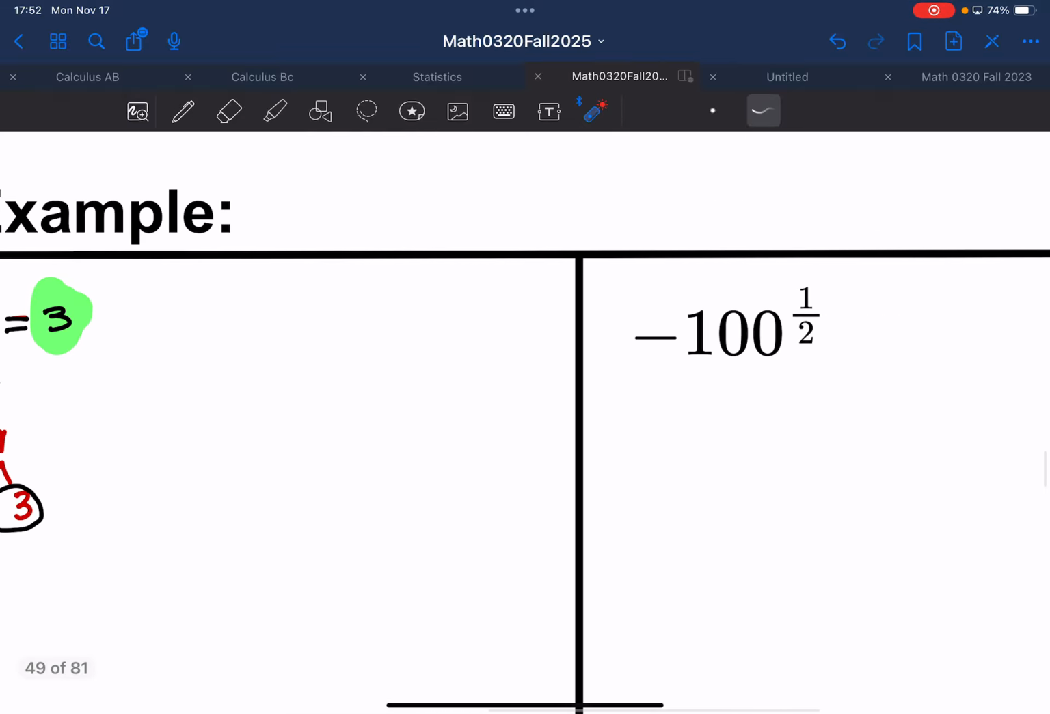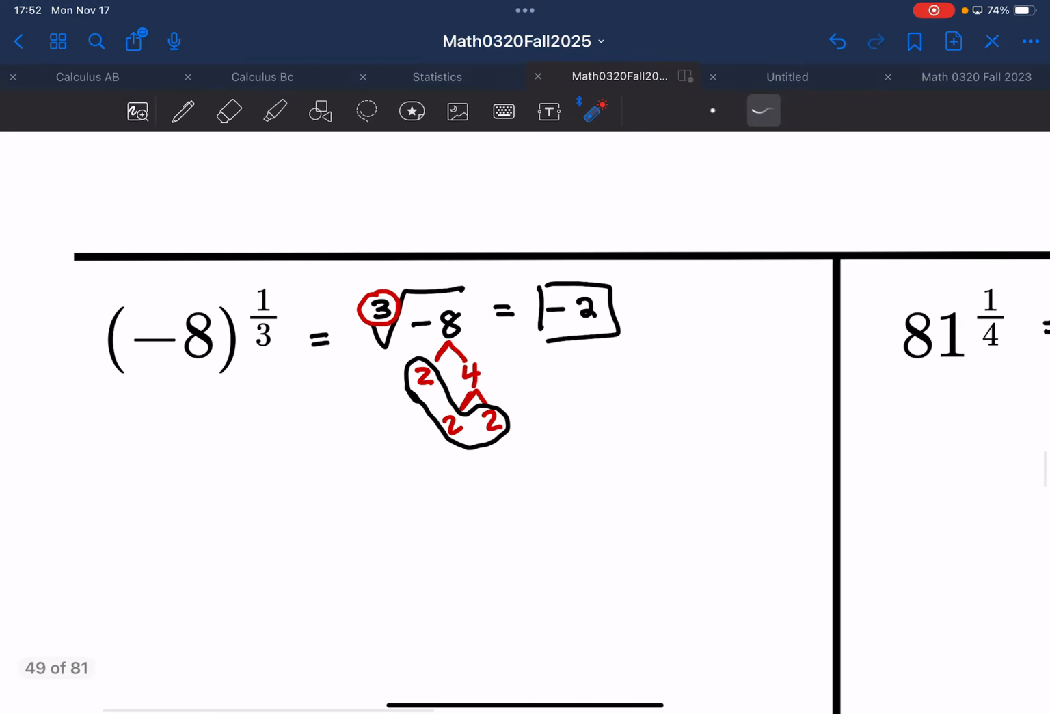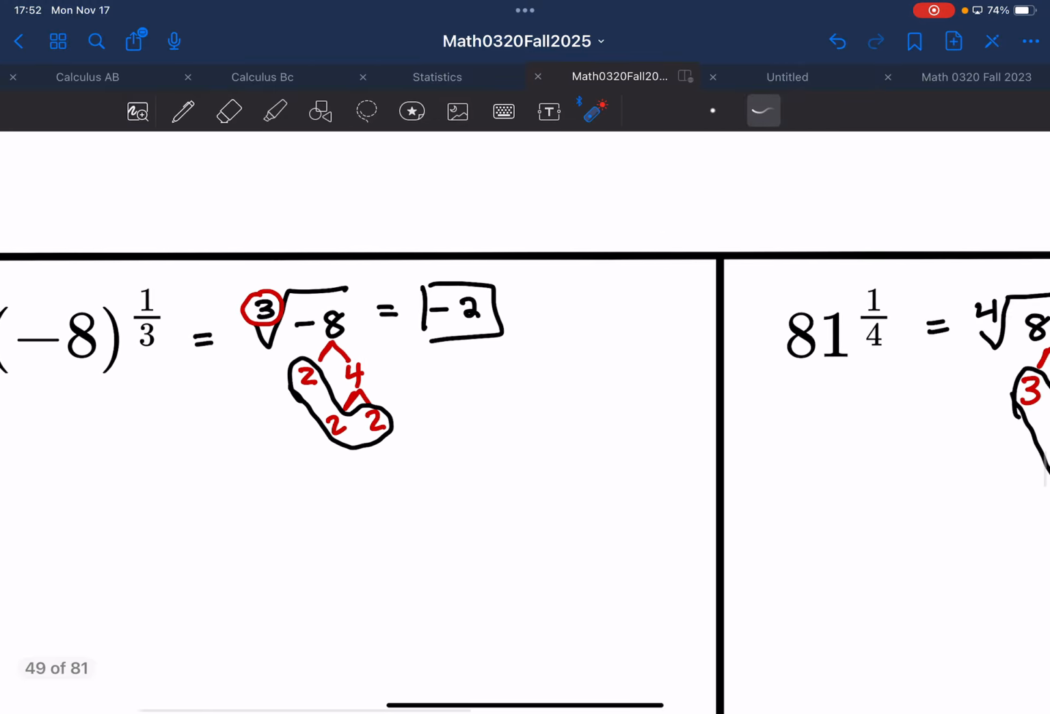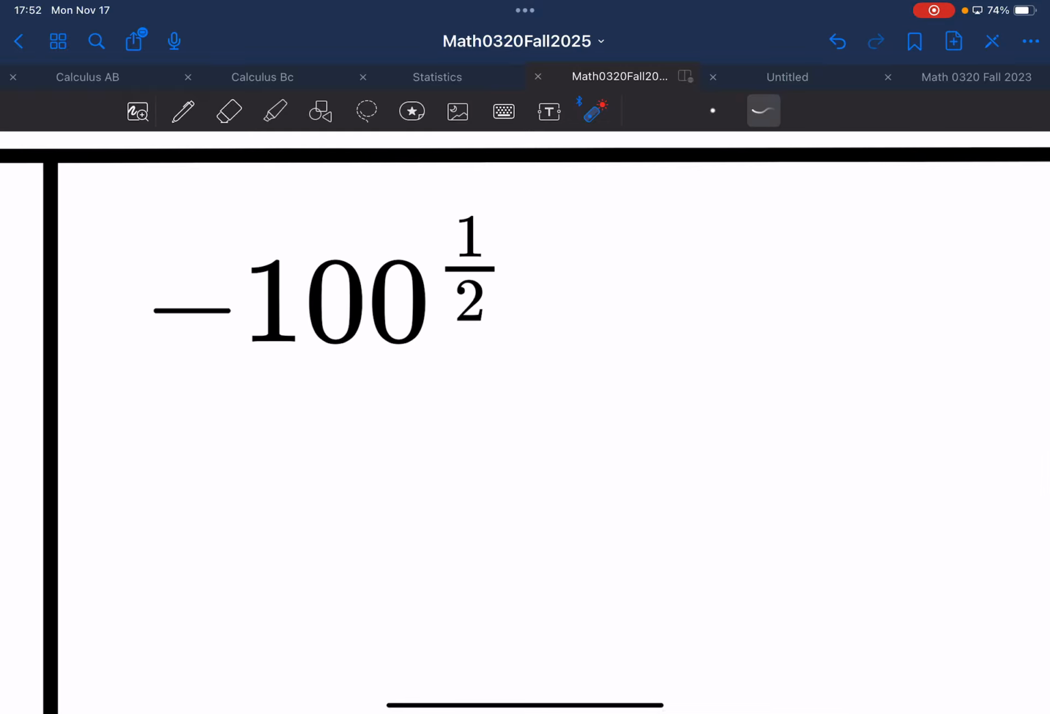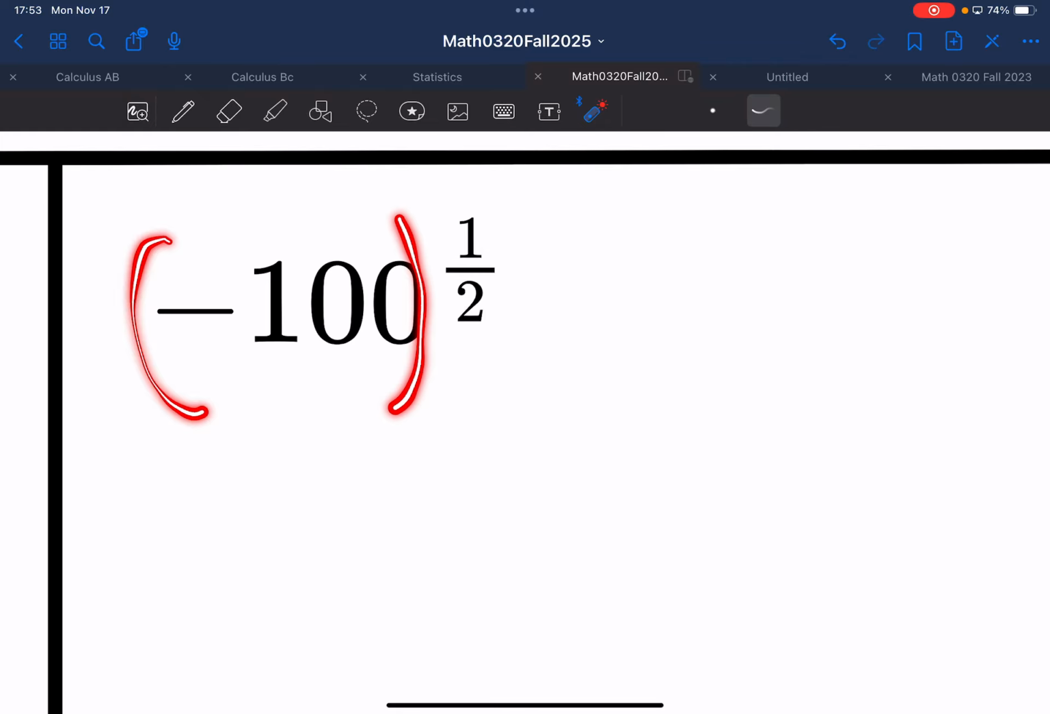Okay. That's from Thursday's notes. Like, for example, this one. So what is going under the radical here? The negative 100 or just the 100? Just the 100. The only way the negative comes with it is if it's like this.